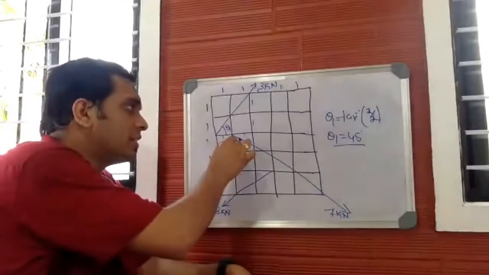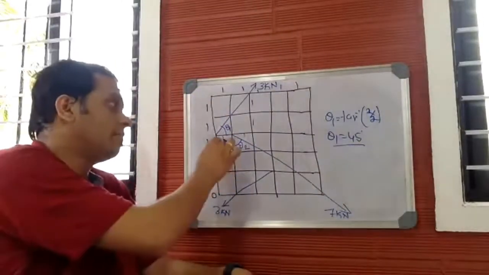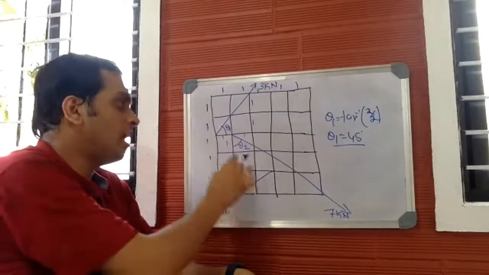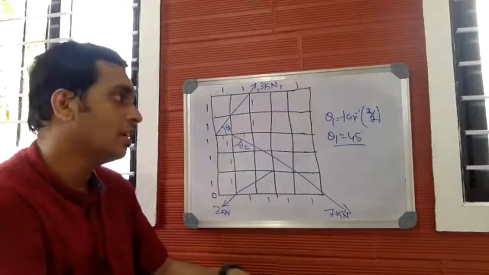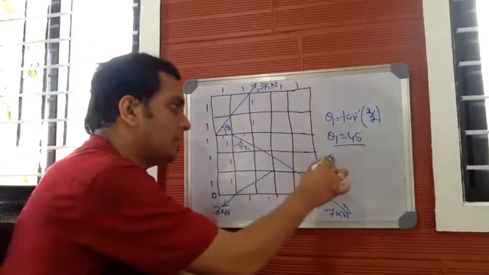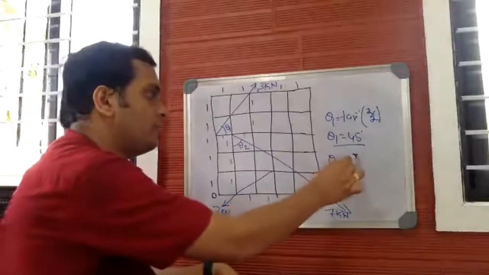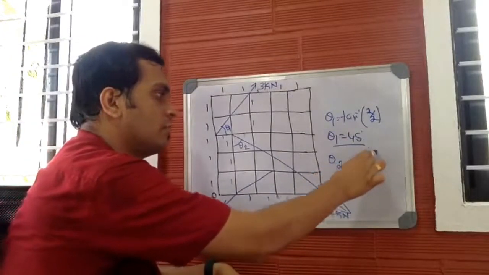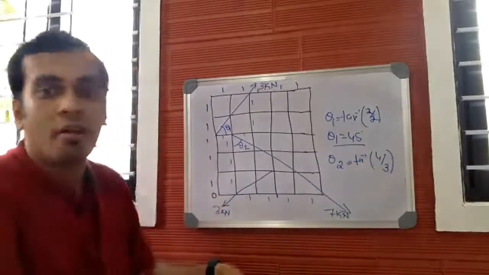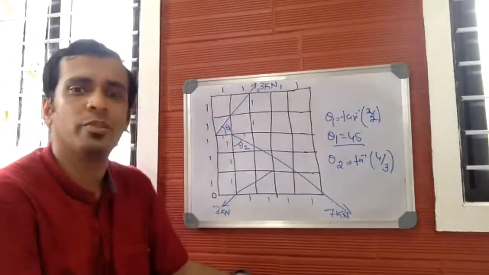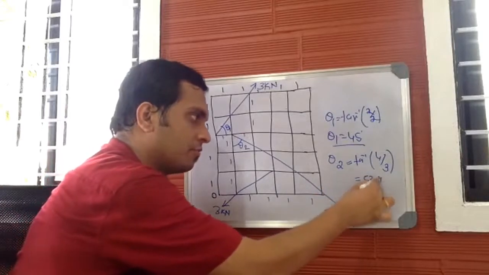Now, once you get the value of theta 1, let us go through. Let me mark this as theta 2. So you have 1, 2, 3, and 1, 2, 3, 4. So theta 2 will be tan inverse 4 by 3, which will be around 53.13 degrees.